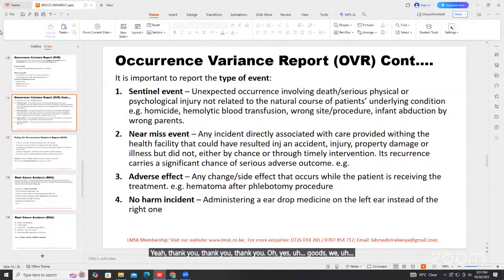We are done with the questions. But let me add, it's also important that you as the lab professional, even after receiving the signature from the doctor or from the relatives, you also document it as an adverse effect.